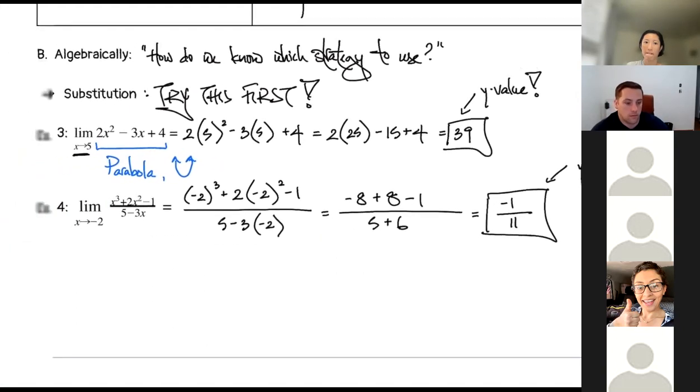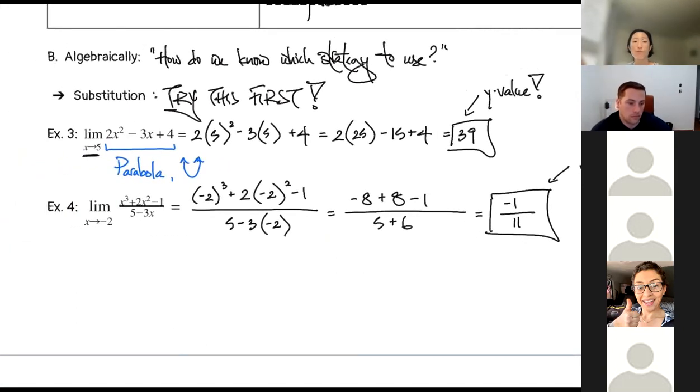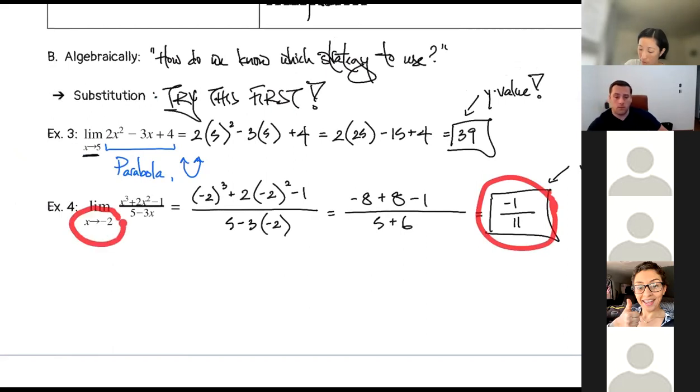Okay. And so if you were to graph this rather gross looking function, you would find that you end up with a y value of negative 1 over 11 when you get really close to x equals negative 2. Okay.